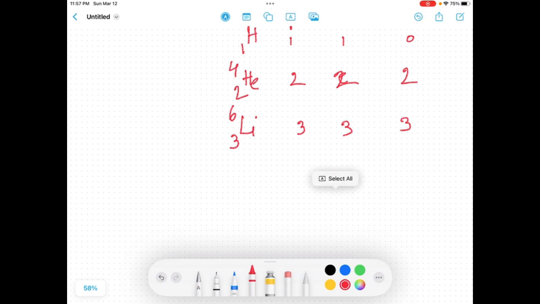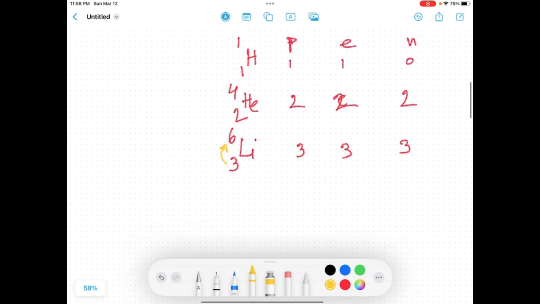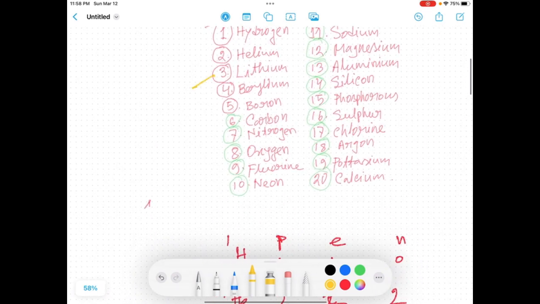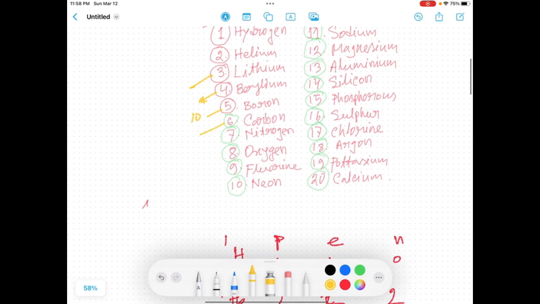And see here, the mass number is double. So most of the cases are double. Which are doubles? Lithium is double, beryllium 4, it is double, boron 5, it is also double, 10. Atomic mass is 10. Beryllium maybe 9, actually 1 unit more.